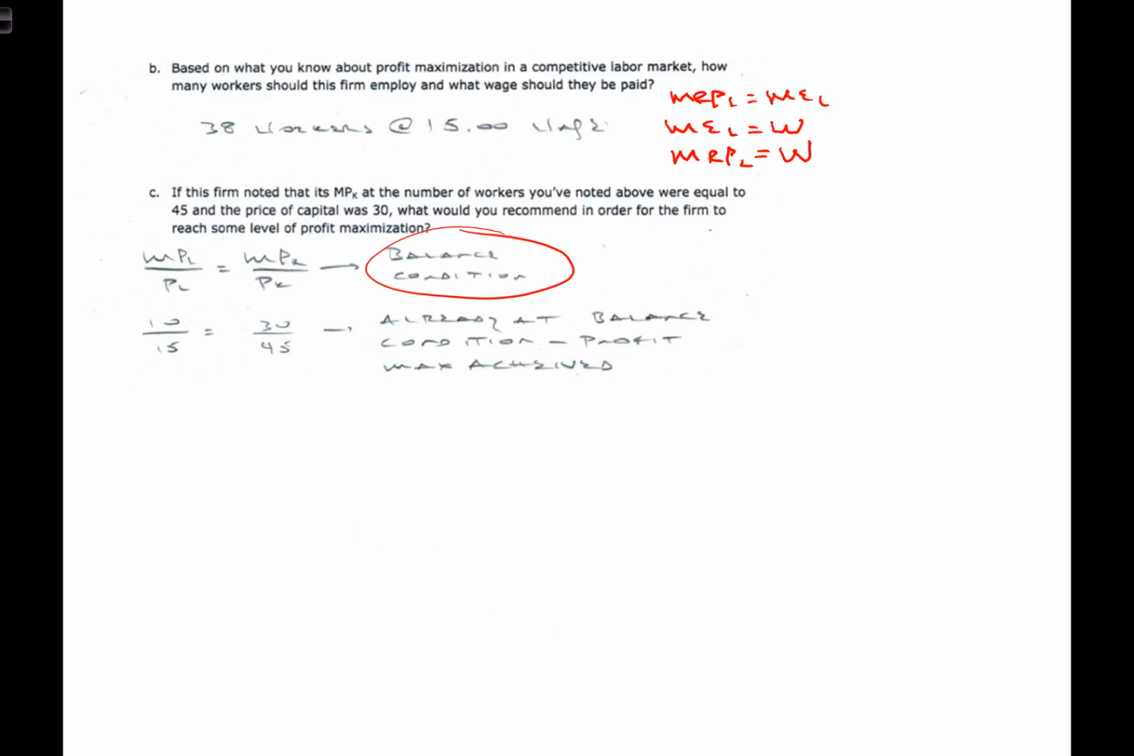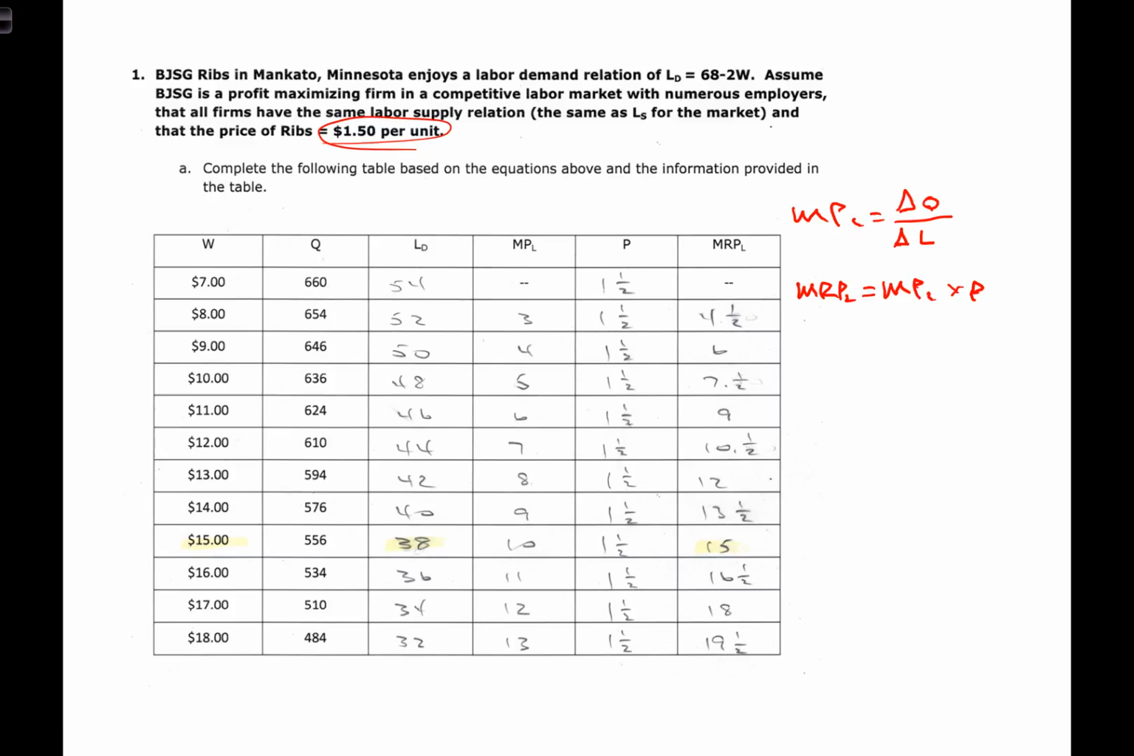We're using the relation marginal product of labor divided by the price of labor. We want that to equal the marginal product of capital divided by the price of capital. So what do we have? Well, we know that when the wage was 15, and that's what we're paying these 38 workers, marginal product of labor was 10. So MP of L is 10 divided by the price of labor. How does that relate to the marginal productivity of capital divided by the price of capital?